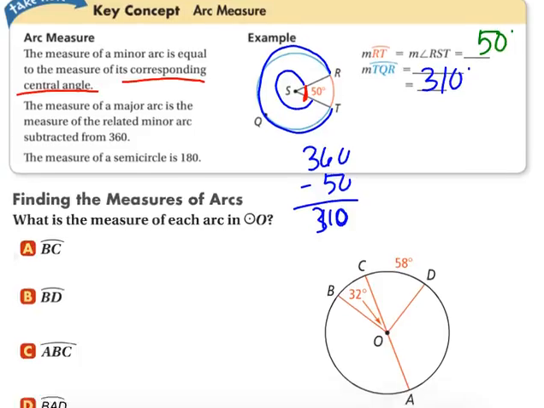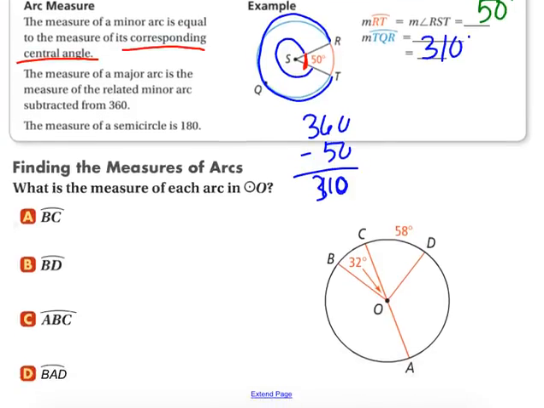Now again, let's practice doing some of these arcs on our own here. What is the measure of each arc in circle O? BC. Here's BC. Again, it corresponds to this angle there. And if that's 32 degrees, then my arc is 32 degrees. Find the arc measure of BD. So now I know that this is 58, and we just found that this was 32. Can I just simply add those two together to get the whole thing? So 58 plus 32 equals 90.